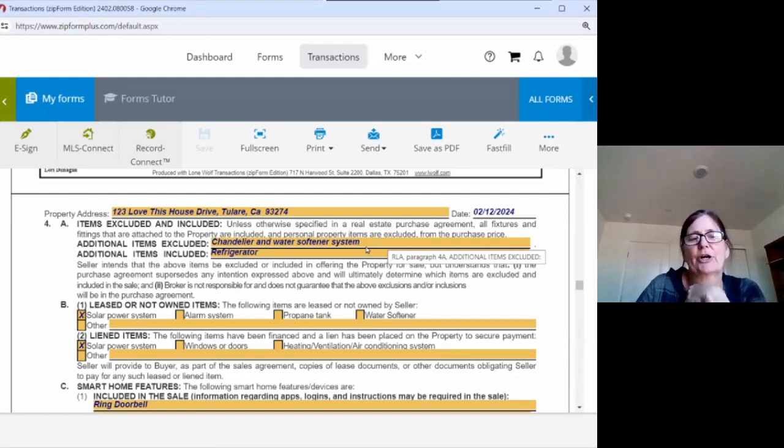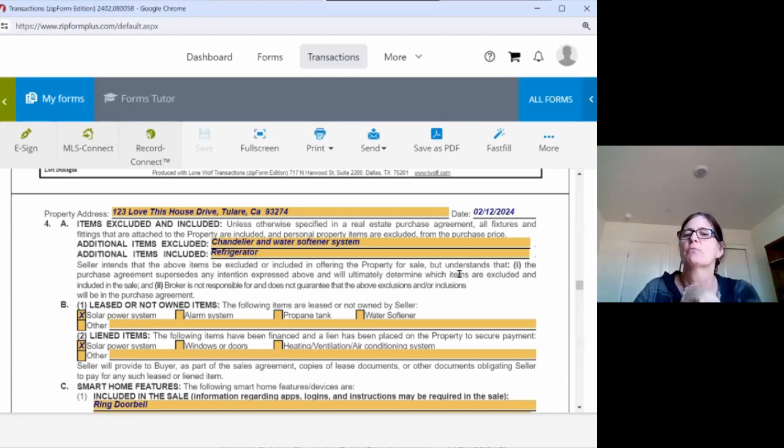It does say here though, and we want our clients to read what they're signing, and we know that a lot of times they don't. But here it says seller intends that the above items be excluded or included in offering the property for sale, but understands that the purchase agreement supersedes any intention expressed above and will ultimately determine which items are excluded and included in the sale. Broker is not responsible for and does not guarantee the above exclusions and or inclusions. Will be in the purchase agreement. So that's our little out.